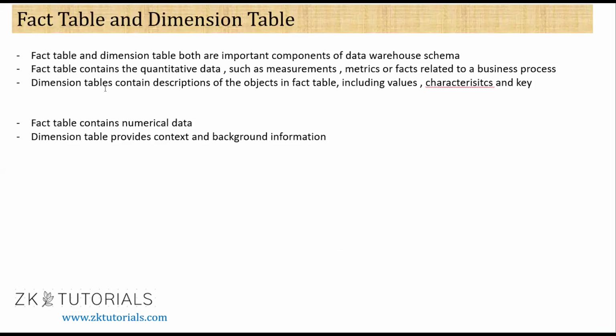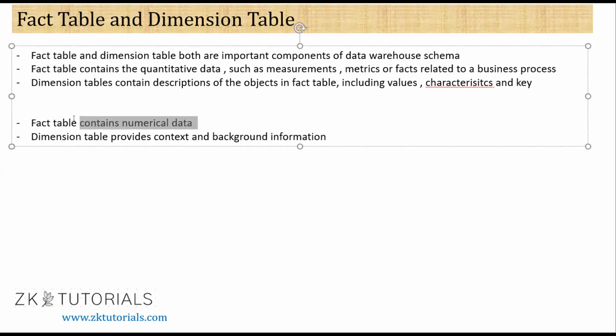Before that, we will see what a fact table and a dimension table are. Fact tables and dimension tables are both important components of a data warehouse schema. In simple words, a fact table contains the numerical data, whereas a dimension table provides context and background information.